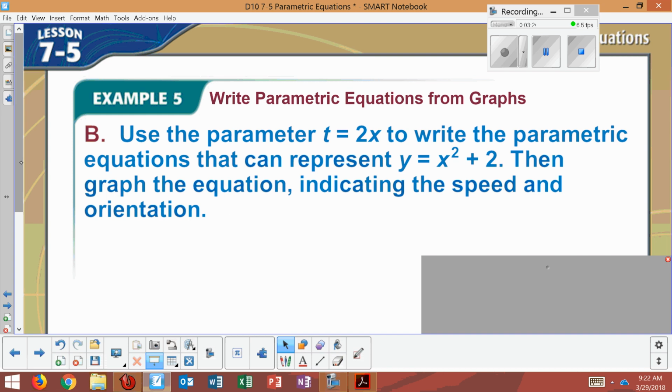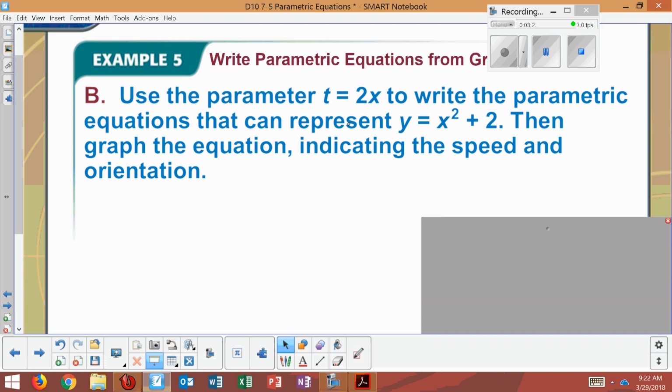Let's try this one. So here, it gives us this parameter and this equation. All right, so this time, to solve what x equals, we would divide both sides by 2. We can find out that x equals t over 2. Now I'm going to plug this in. So I come over here, and I would say y equals, but instead of x, we're going to put t over 2.